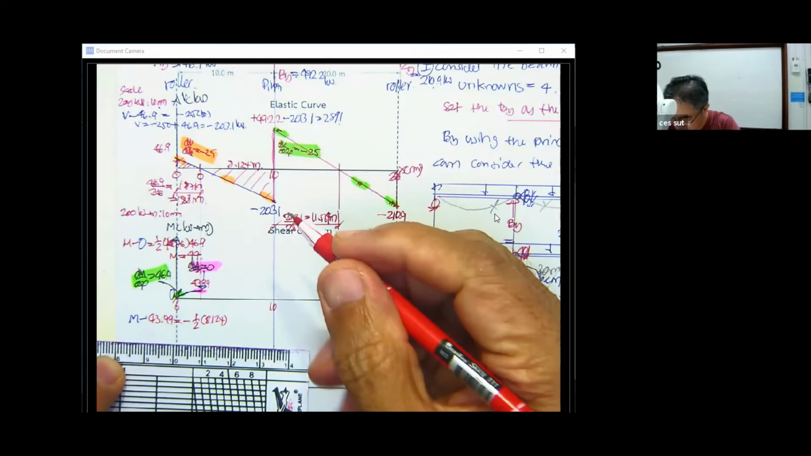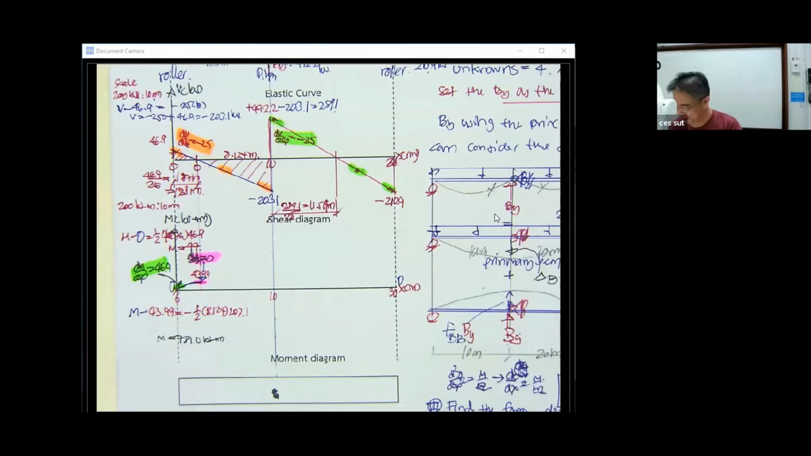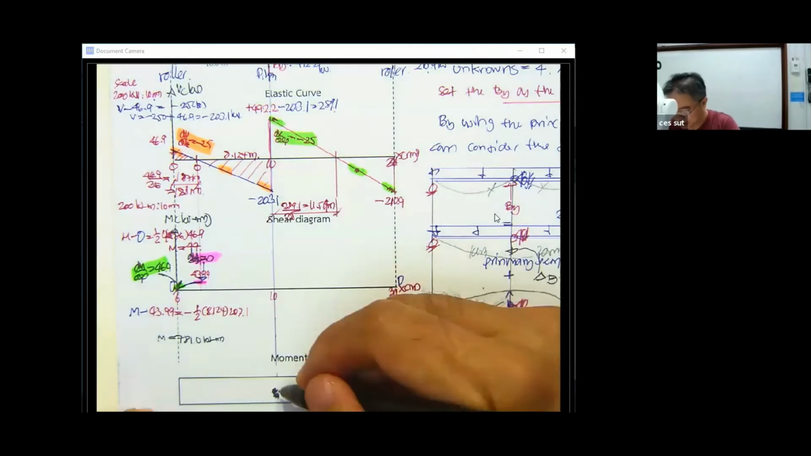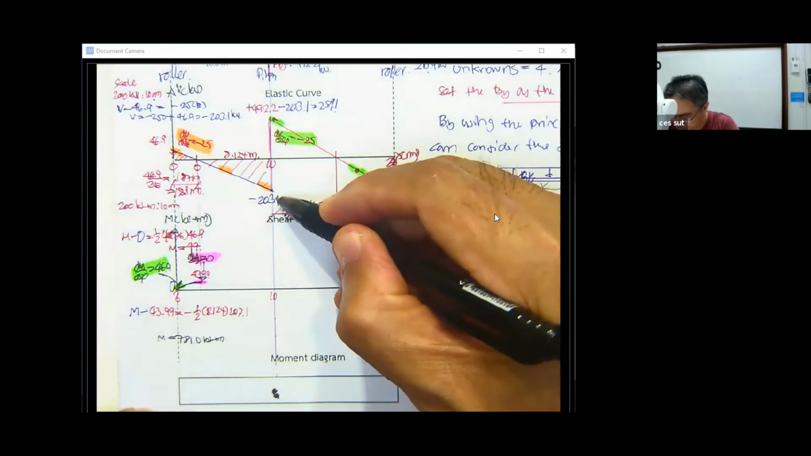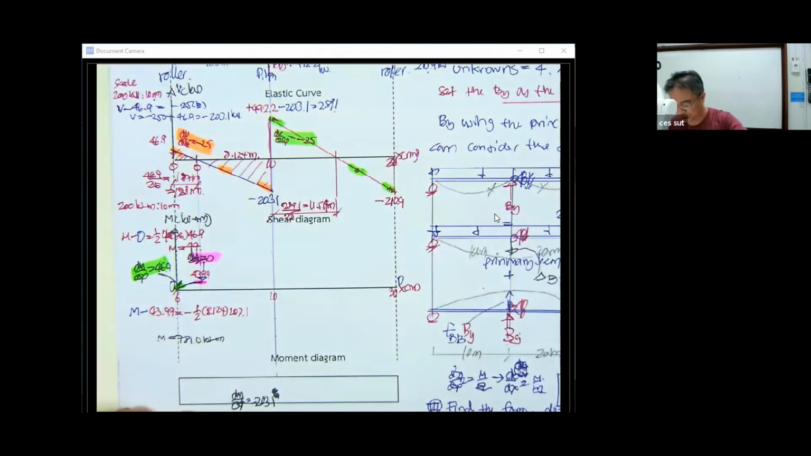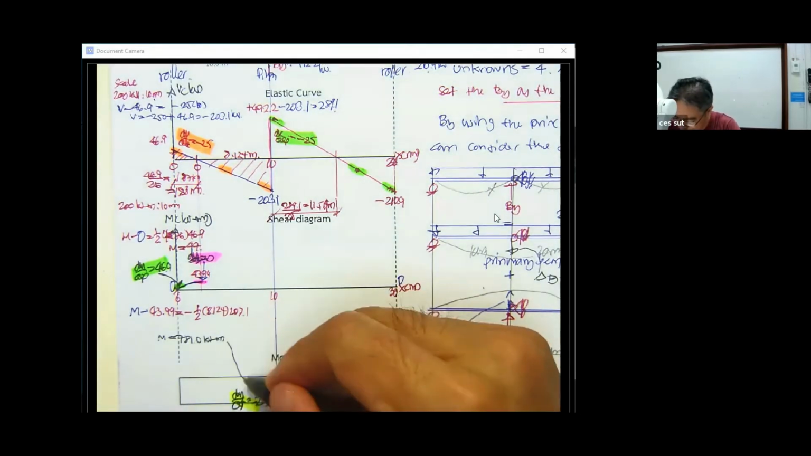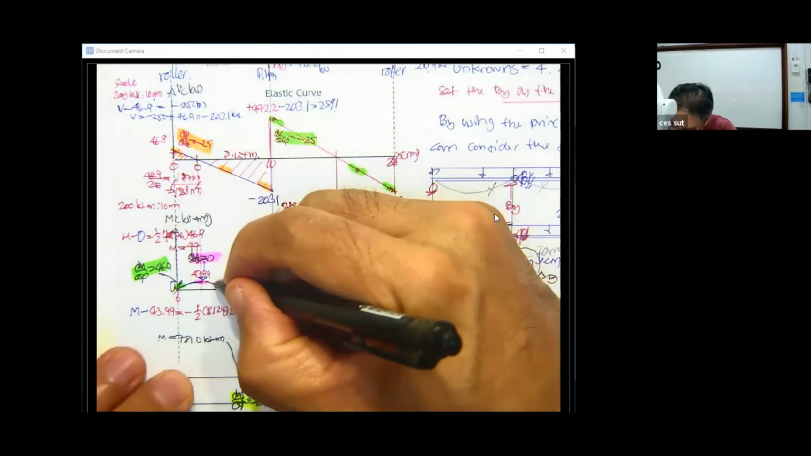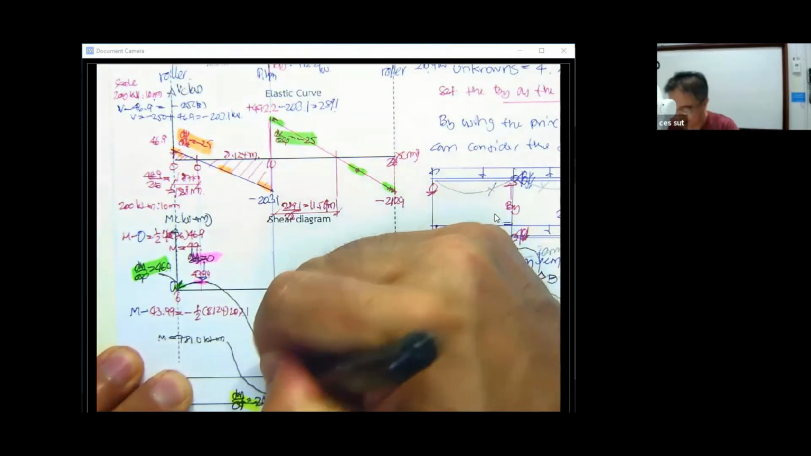It's supposed to be somewhere over here, and the slope here. Oh, sorry, what happened? I lost. I put something over here. Okay, let's move on. Then the slope over here is going to be what? It's going to be minus 203.1. So the dM/dx is going to be minus 203.1, and this is going to be the slope at this point, and the curve will be something like this.